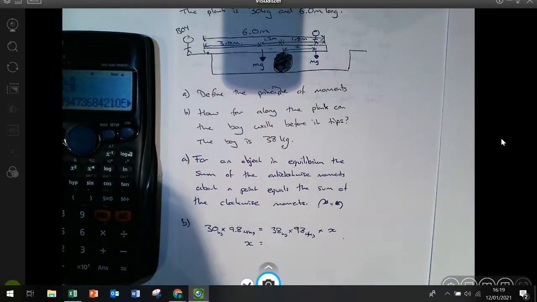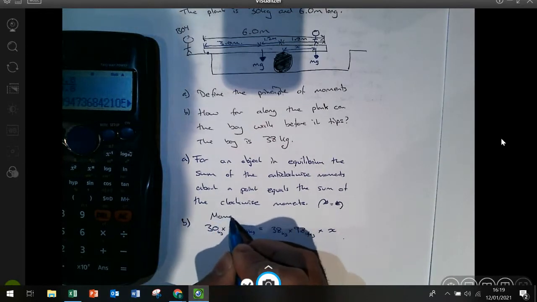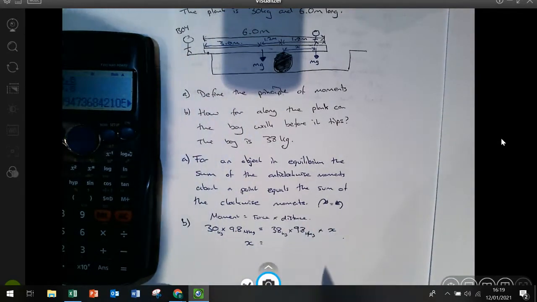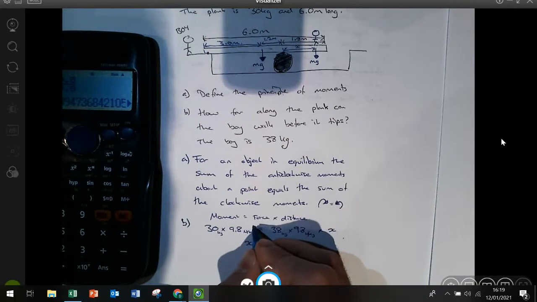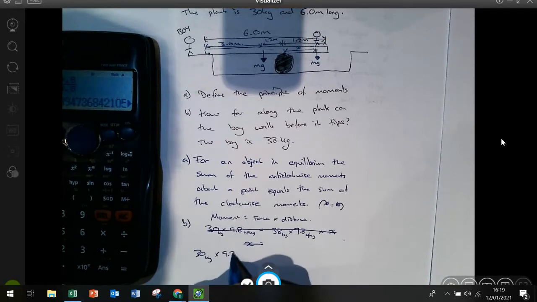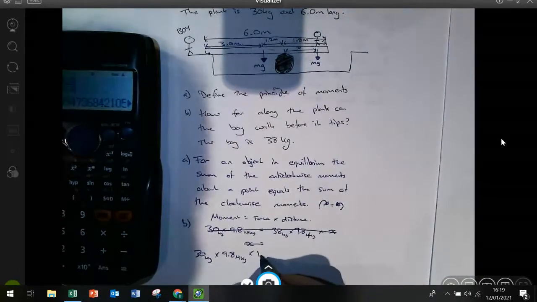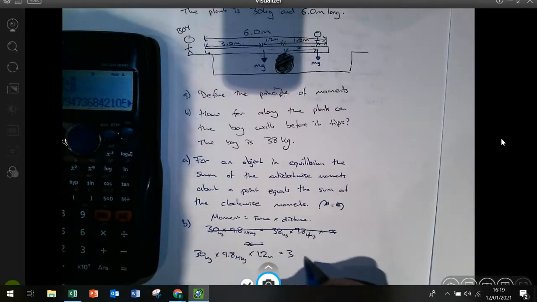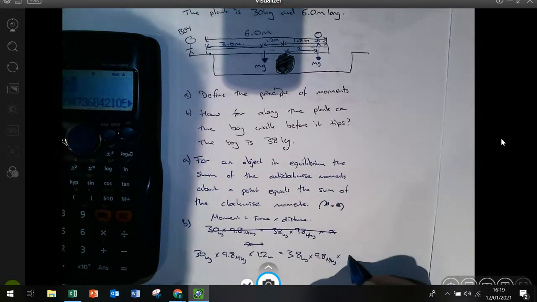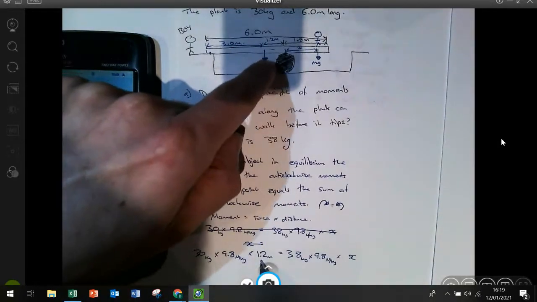Can you spot the mistake I've made? I haven't done moments at all, have I? Moment is force times distance, or force times perpendicular distance. So what have I missed out here? We should be saying 30 kilograms times 9.8 newtons per kilogram times the distance to the pivot, which is 1.2 meters, is going to be the boy's mass times gravity times this distance. So I missed out the distance of the weight from the pivot.